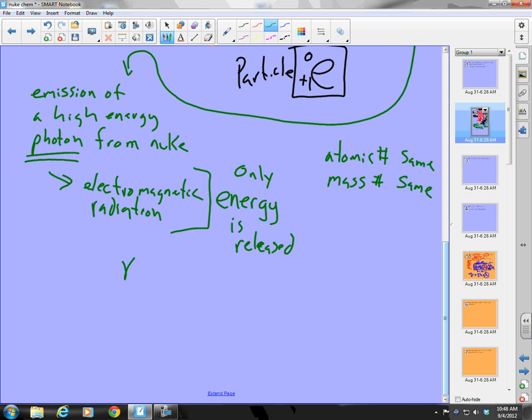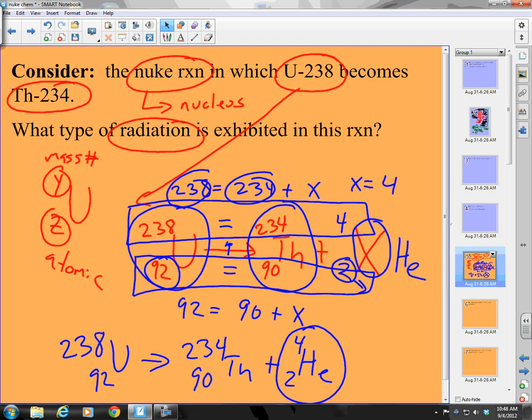Well, something along those lines. That's my gamma. I said particle, but there's really no such thing as a gamma particle. It's a gamma ray, right? So this is my ray, which is emitted from my nucleus. All right? Good. So I think we have the 4 types of radiation, and we can come back and answer our first question. What type of radiation is exhibited in this reaction?